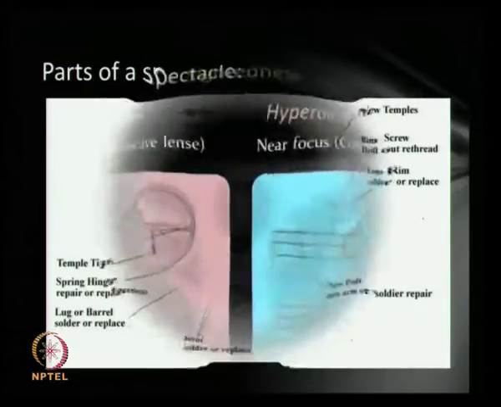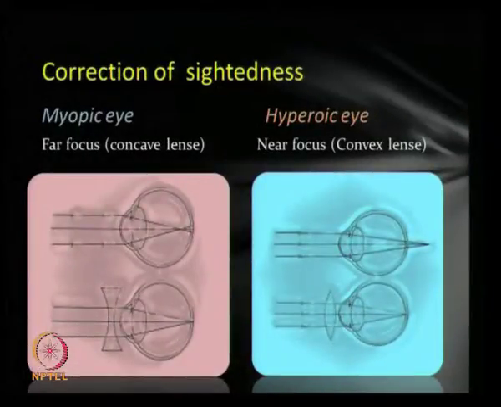Most commonly, there are two defects in which the focusing can happen. One, the focusing may be in front of the retina, which is called myopia, also in common language short-sightedness. The second is the focusing may be behind the retina, which is called long-sightedness. We can correct these by using suitable lenses.